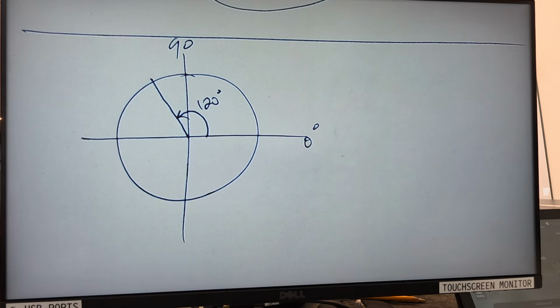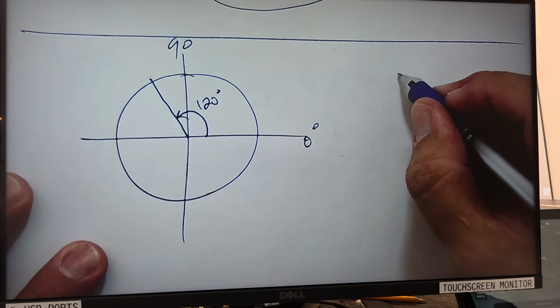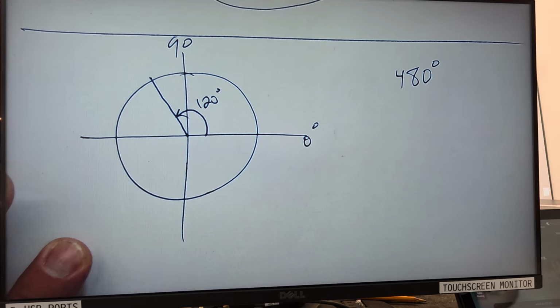Now, what's kind of dumb is, in history, we made a choice. We made so many choices, and so many of them were bad. We decided, for some reason, that we would measure angle going counterclockwise. Do you guys see that? If I want to go 120 degrees, I go counterclockwise. Where would 480 degrees be?